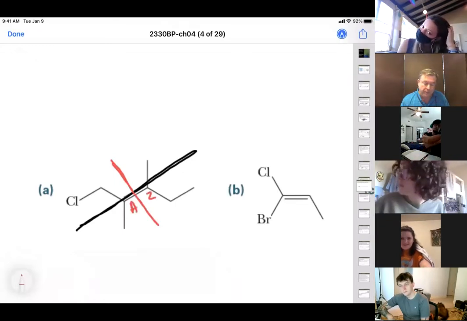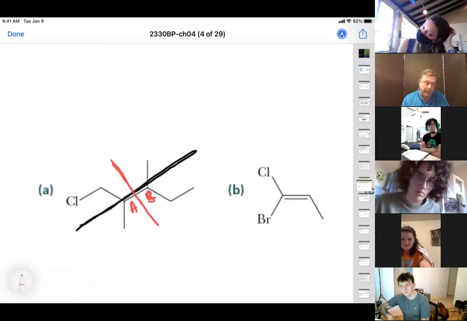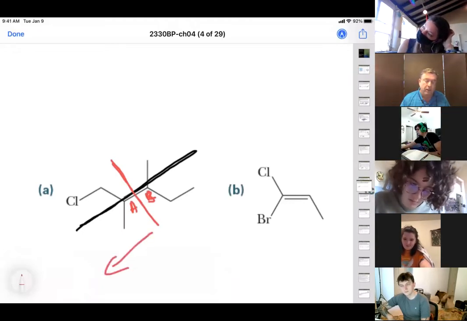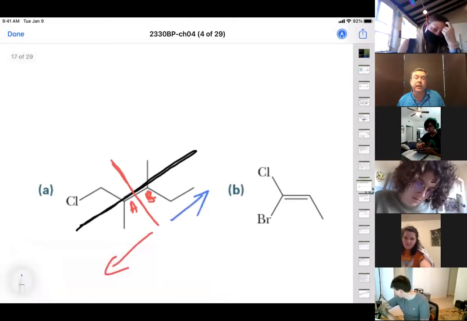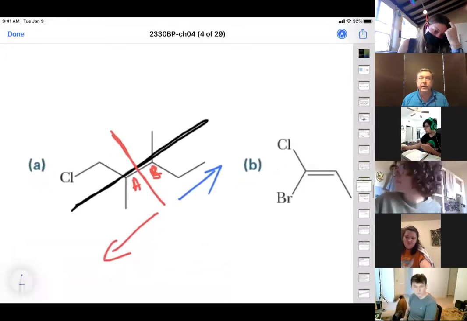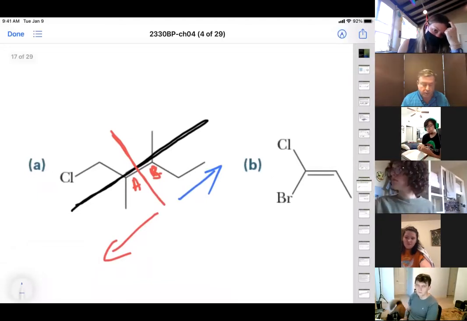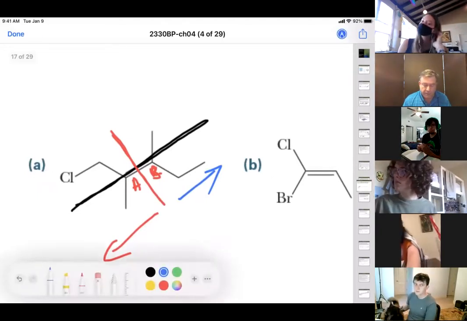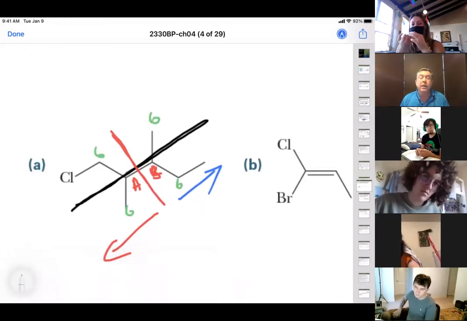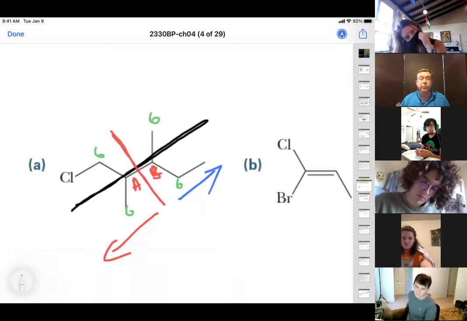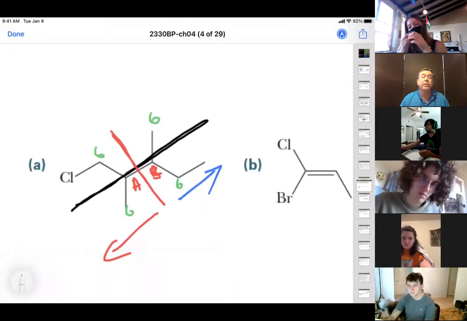Actually, let me just call them A and B, okay? So what we do for that is we assign the priority on the A carbon first, and then we're going to assign priority on the B carbon, okay? So what's the first rule? Okay, the first rule is atomic number. So if we look at this right here, our atomic number for carbon is 6 here, 6 here, 6 here, 6 here. That didn't help us. We could not use rule 1 to definitively assign the priority on either side of this double bond. Okay. So we have to use rule number 2.